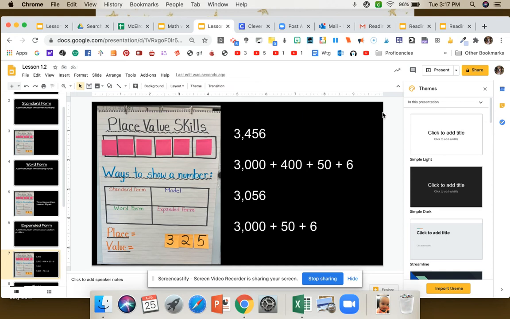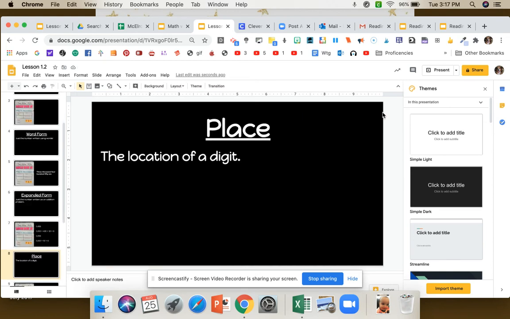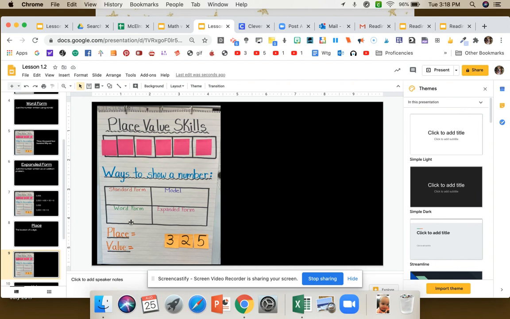All right, let's look at our next vocabulary word. And we just talked about it, and that is place. Place is the location of a digit. If I look at my chart, I can look at this number 325. I know the 3 is in the hundreds place. The 2 is in the tens place. And the 5 is in the ones place.